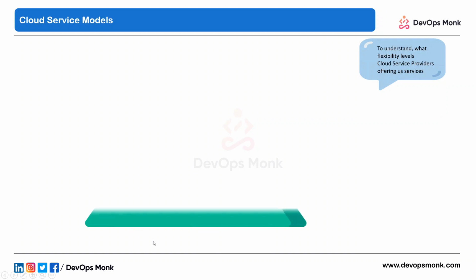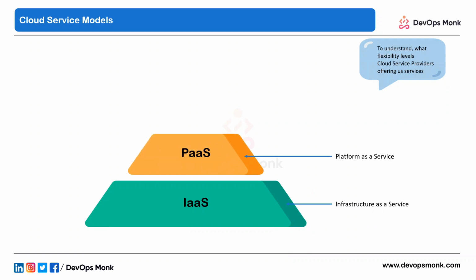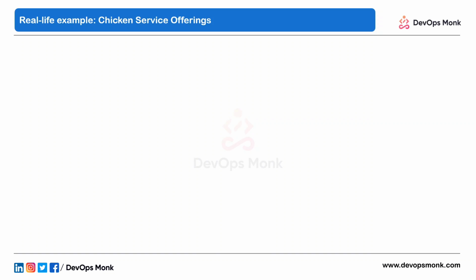The first one is IaaS, which stands for Infrastructure as a Service. The next one is PaaS, which stands for Platform as a Service. And the third one is SaaS, which is Software as a Service. We are going to dive into what these really mean and how they work. But first, let's understand them with a real-life example so that it is easier to grasp. Let's consider a funny example to understand various service offerings.